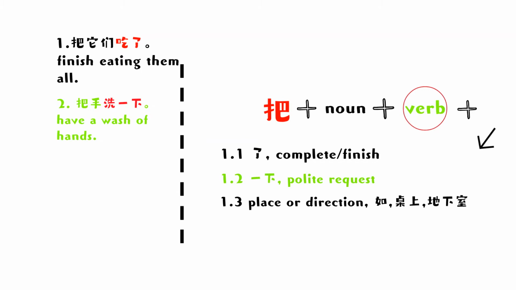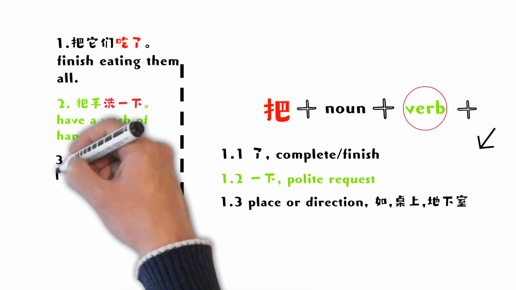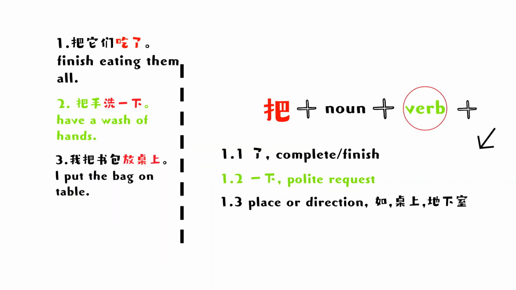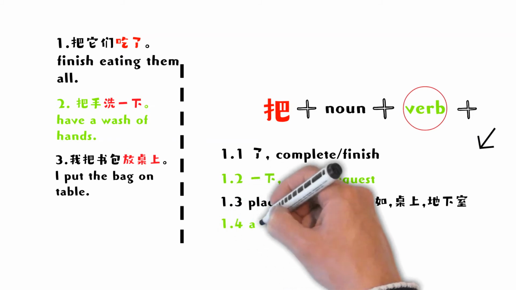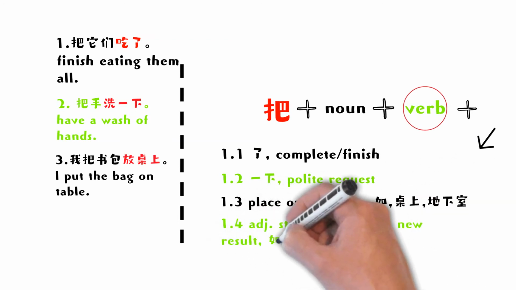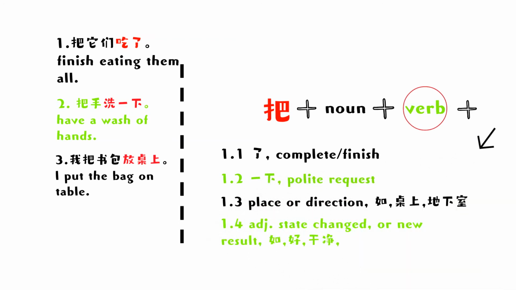Let's see example sentence number 3. 我把书包放桌上. The basic structure here is 把书包放, but 放 is only put, it is not changed. We must add 桌上 to indicate the place of the bag is changed. Or we can add 1.4, an adjective, to indicate a state change or new result. For example, we can have 好 or 干净.